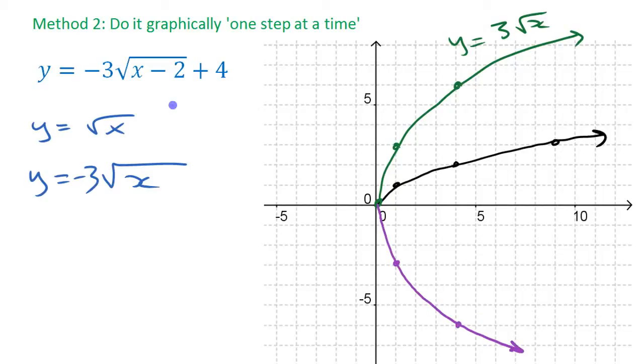And then my last thing is just to worry about the two translations there. So I can then take this one, negative 3 square root of x minus 2. X minus 2 is going to mean all those points just go 2 to the right here. I can draw the same thing in.